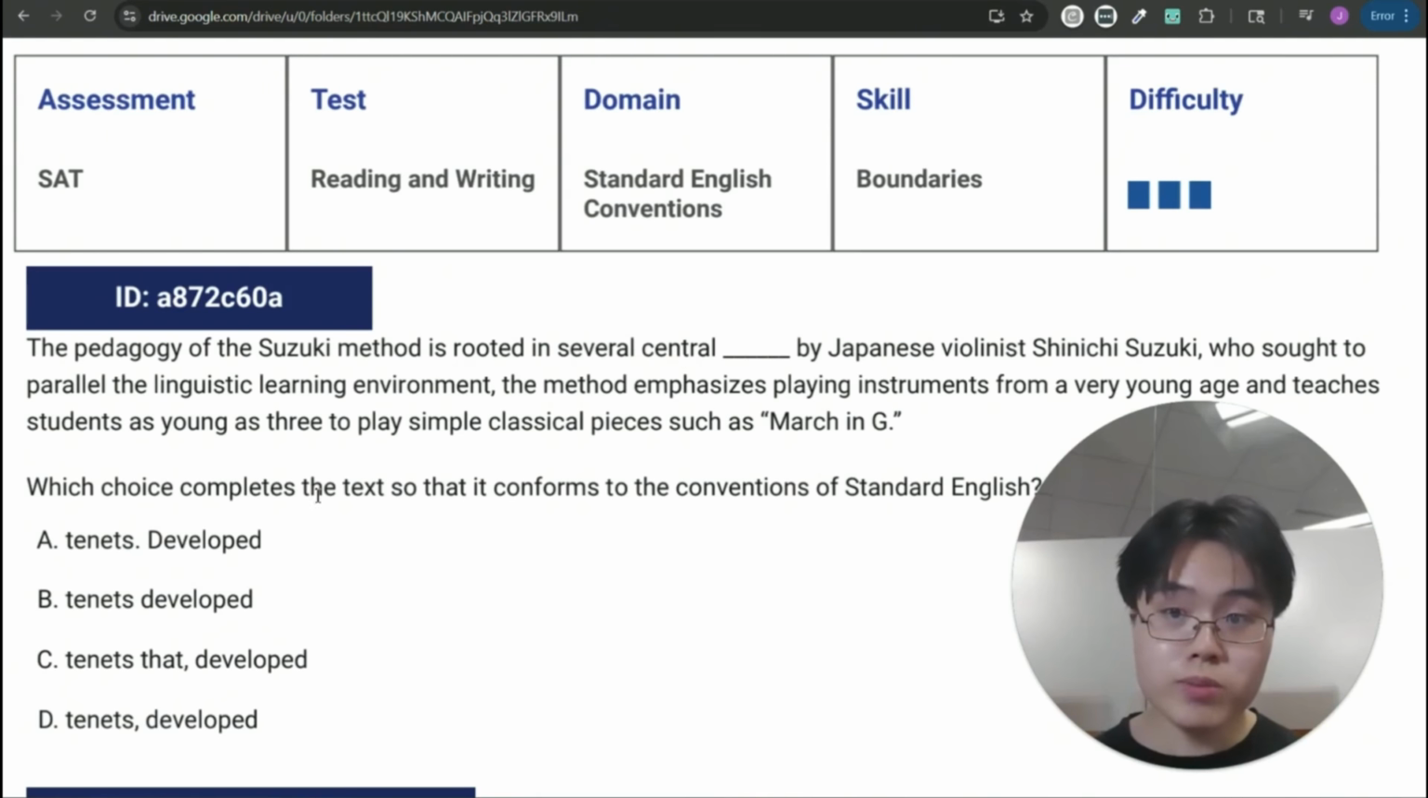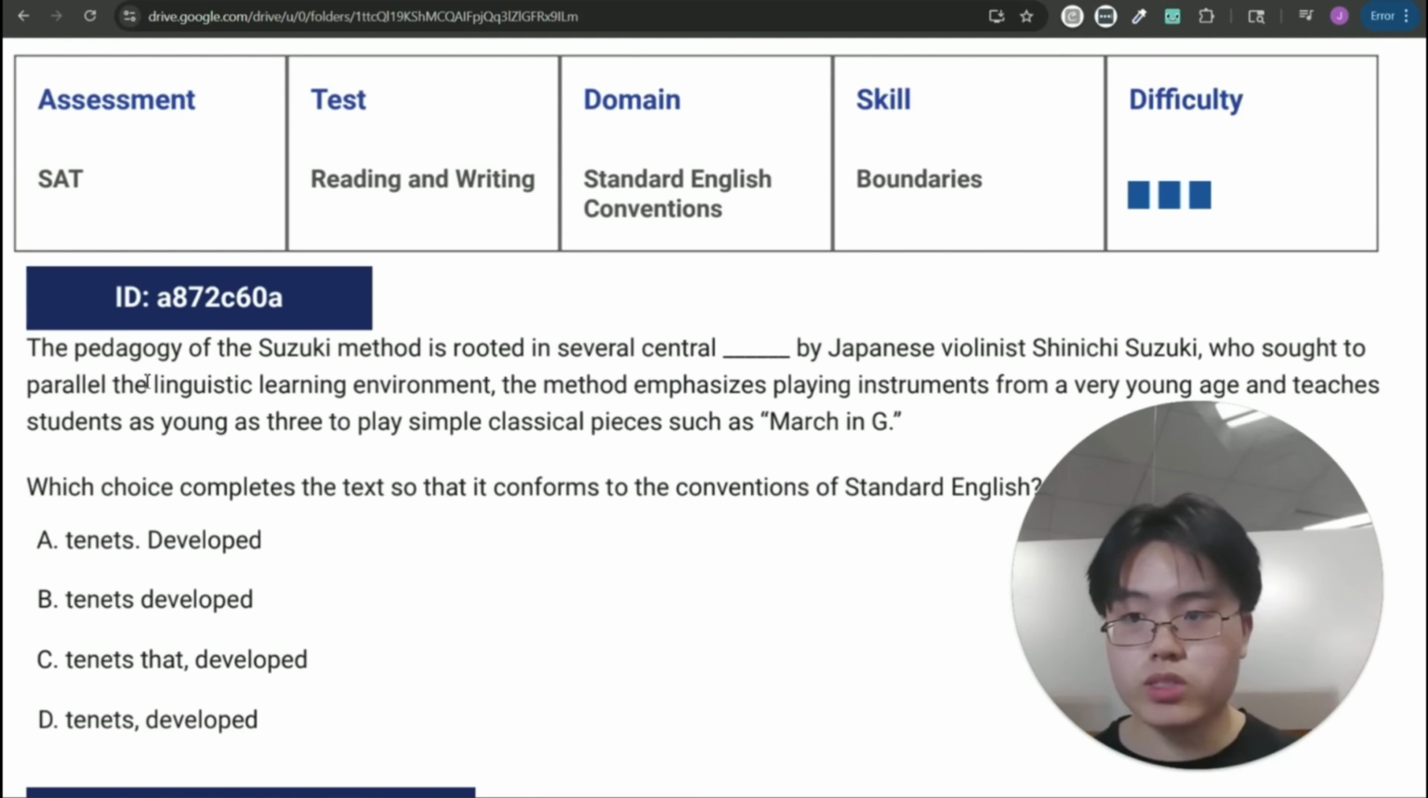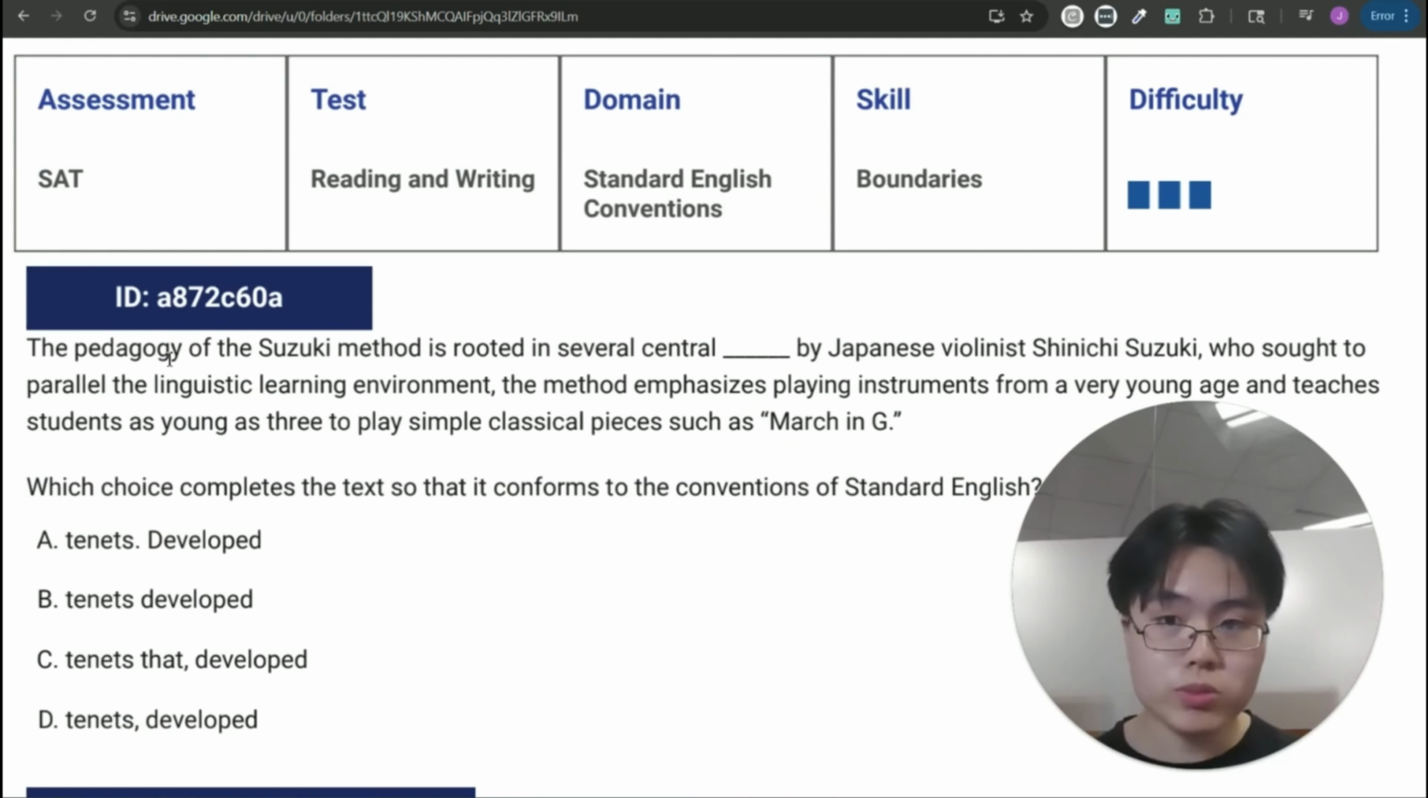So in my head, I'm looking for a thing that could be a subject right away. So pedagogy, that could be a subject. Of the Suzuki method is a main verb. So I know it's an independent clause immediately. Okay, so independent clause before, not immediately after. So developed by, so right now I immediately know that that's additional information. I already figured that out at this point.